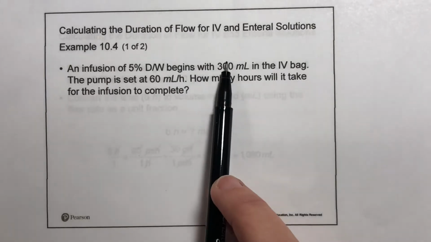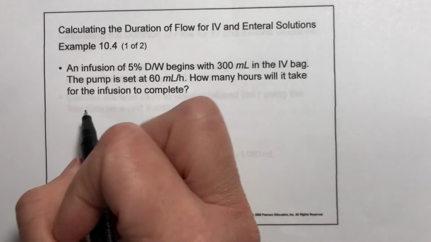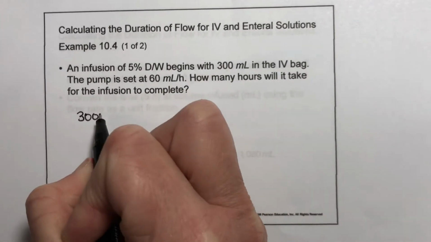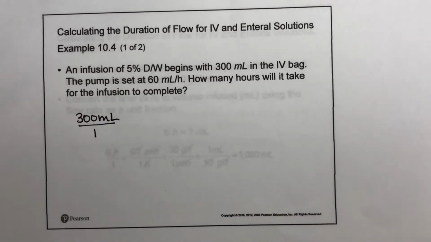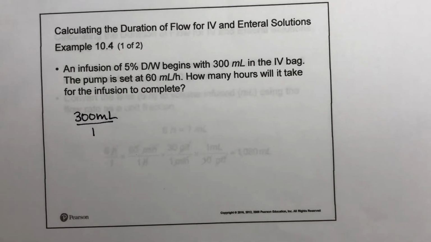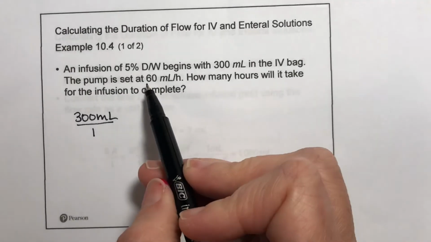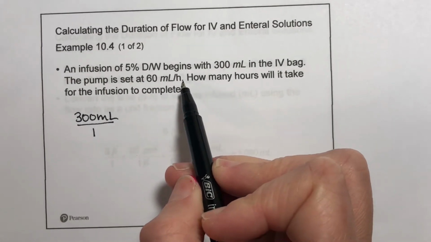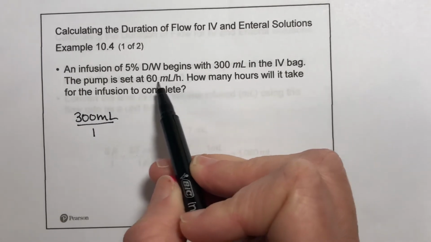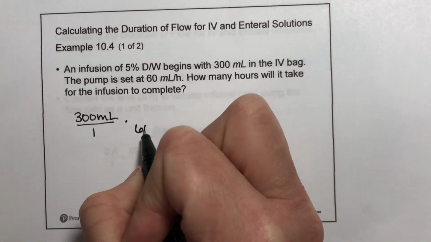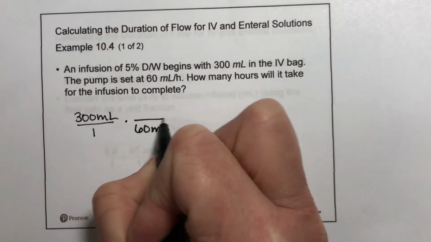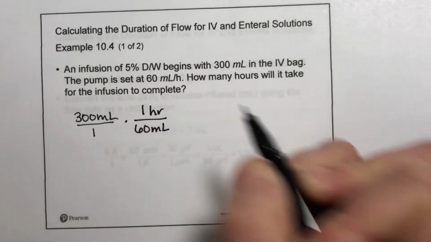Okay, so let's start off with what we have. We have 300 milliliters. And if I need to flip this fraction over later because it's not working, that's fine. You don't have to be perfect from the beginning. The pump is set at 60 milliliters per hour. Well, if I want the milliliters to cancel out, I do want to flip this one. So 60 milliliters in 1 hour.